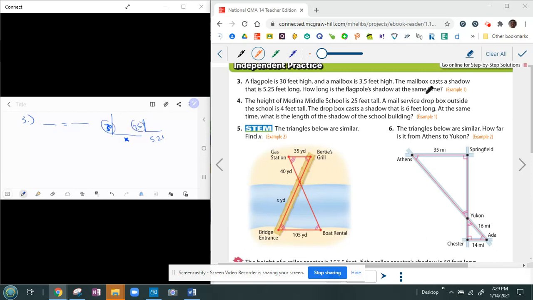We compare their heights, 30 to 3.5. And then we compare their shadows, x to 5.25. Okay. And then when we do our cross multiplication and division, we get 45 feet as the length of the shadow of the flagpole.